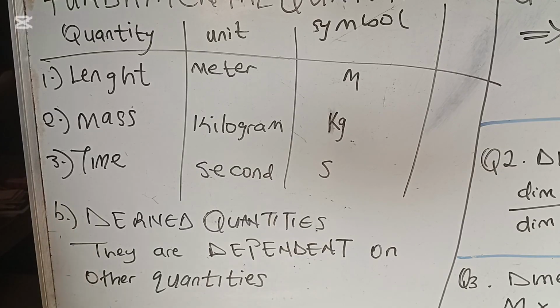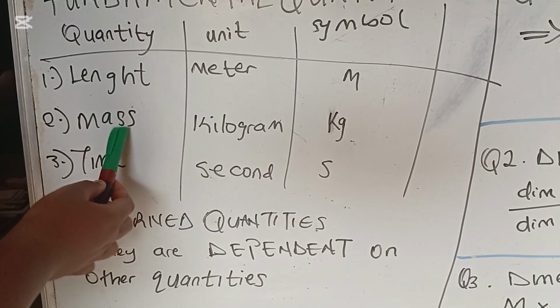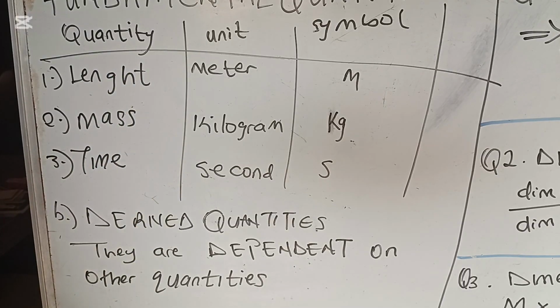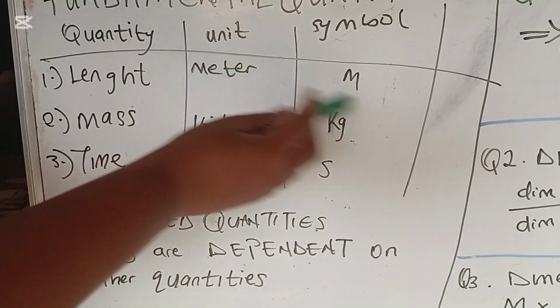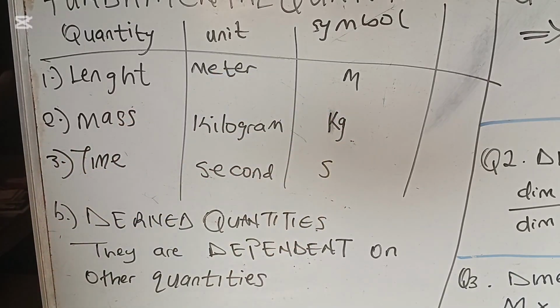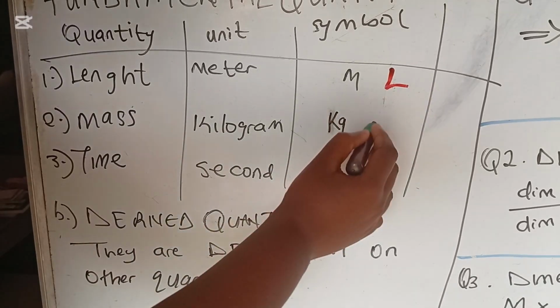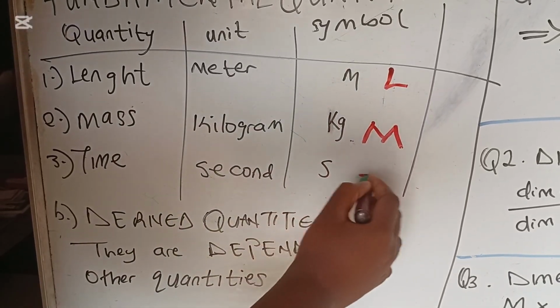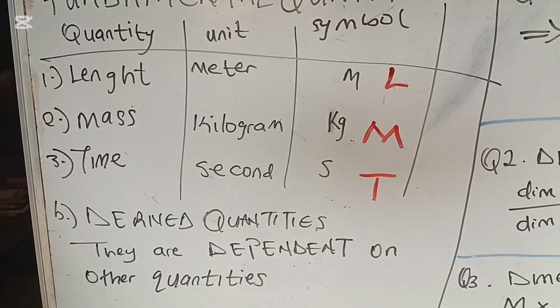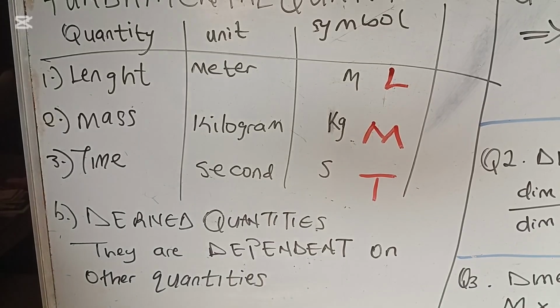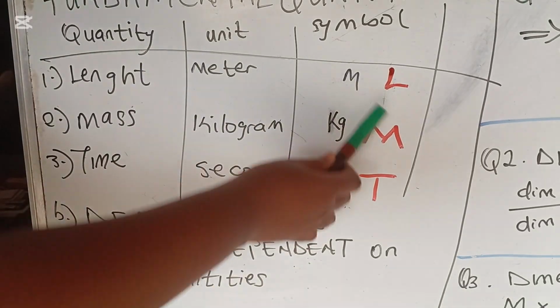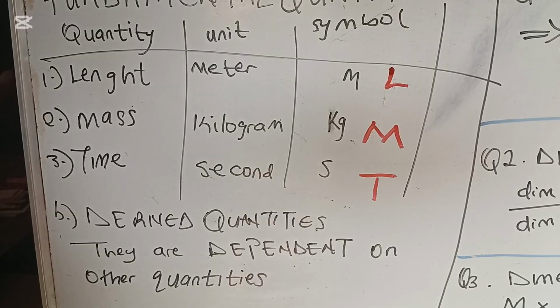Another thing again is dimension. Dimension actually includes length, mass, and time. But instead of writing it in meters, kilogram, or second, we would write it as length, mass, and time. That is exactly what dimension quantities look like.